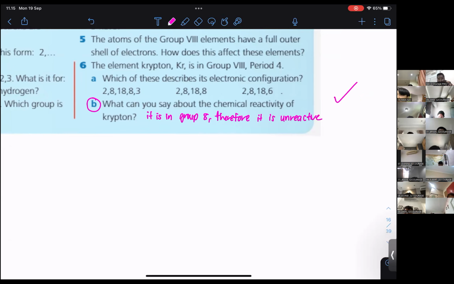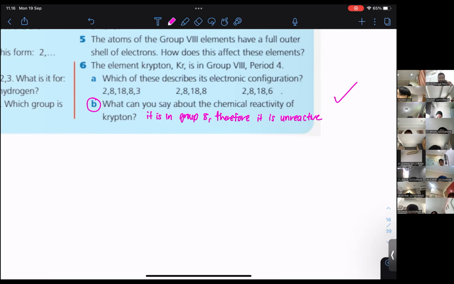Don't give their name. You just tell it is in group 8. Therefore it is unreactive. What else? The name that they call unreactive gases, we call them noble gases or inert gases. So this one, you just need to tell unreactive.